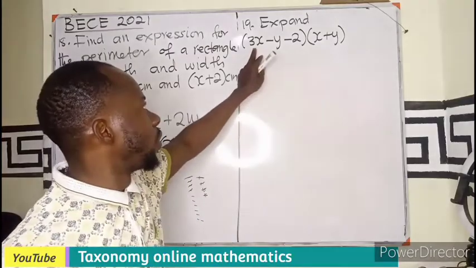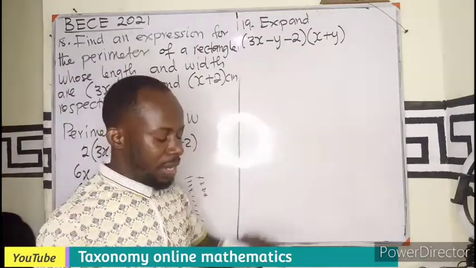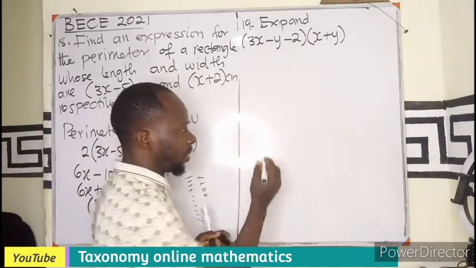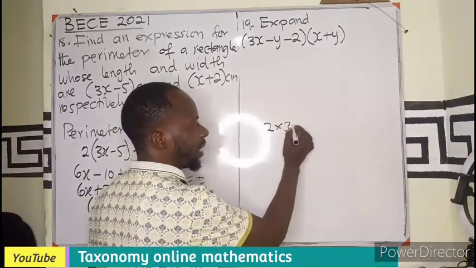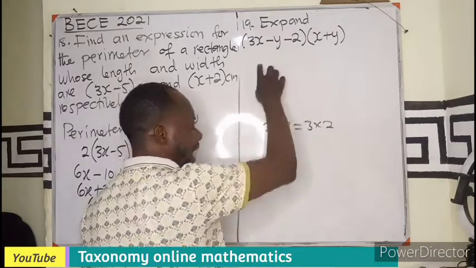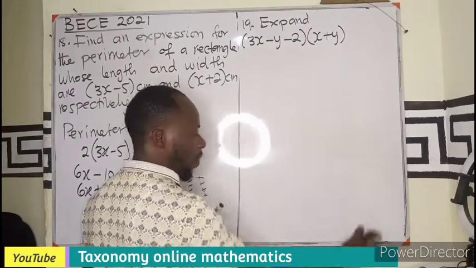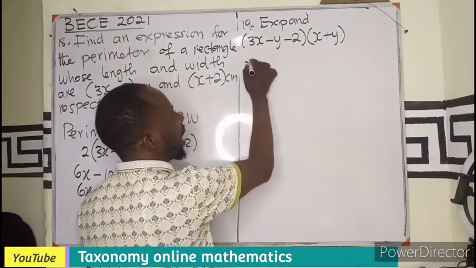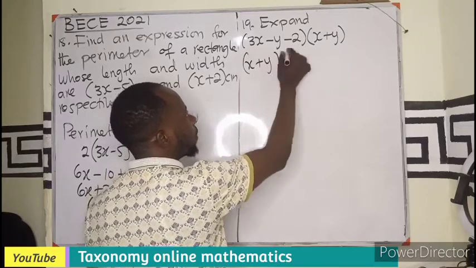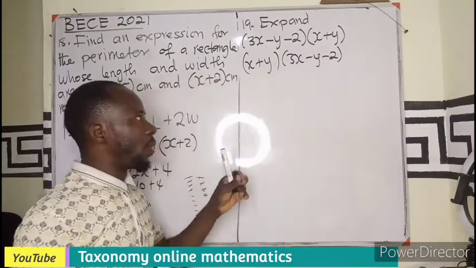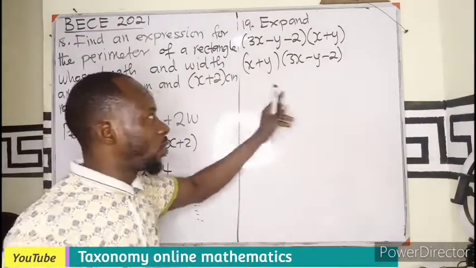Similarly, this is also an algebraic expression, which is expansion, multiplication of 2 brackets. Alright, we know this is 3 terms, this is 2 terms. We also learned that multiplication is what? Commutative. As in 2 times 3 is the same as 3 times what? 2. So I can rewrite this in this form as in x plus y, 3x minus y minus what? 2. So that I will distribute the first bracket on the second bracket.